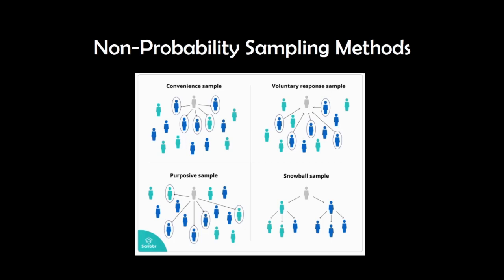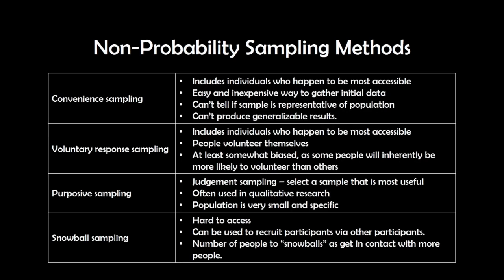So this is the illustration of how the non-probability sampling methods work. We have the convenience sample, purposive sample, voluntary response sample, and snowball sample. So let's take a look at each. Basically, the convenience sample includes individuals who happen to be most accessible. It is an easy and inexpensive way to gather initial data. We can't actually tell if the sample is representative of the population, and it can produce less generalizable results.